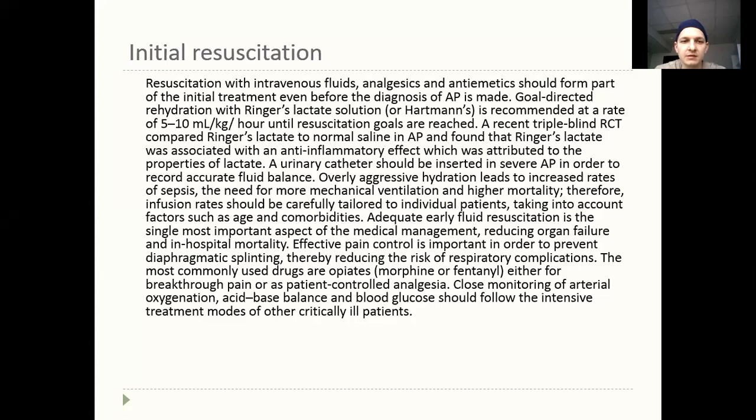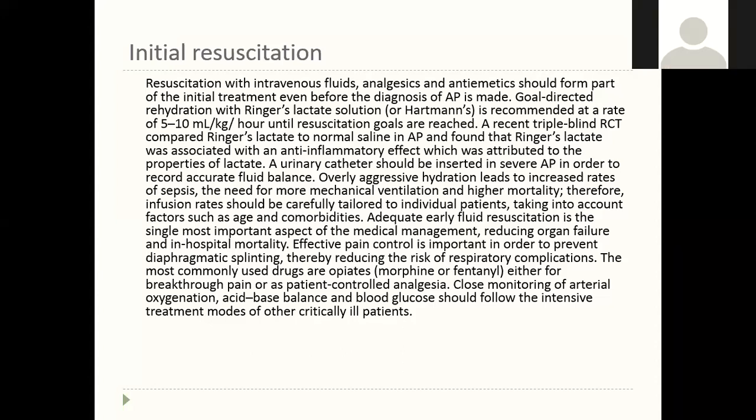A recent triple-blind RCT compared Ringer's lactate to normal saline in AP and found that Ringer's lactate was associated with an anti-inflammatory effect, which was attributed to the properties of lactate. A urinary catheter should be inserted in severe AP in order to record accurate fluid balance.